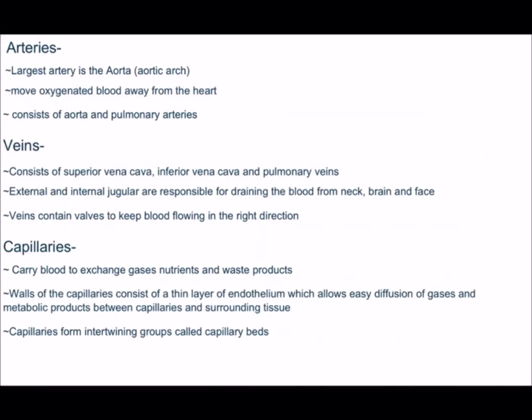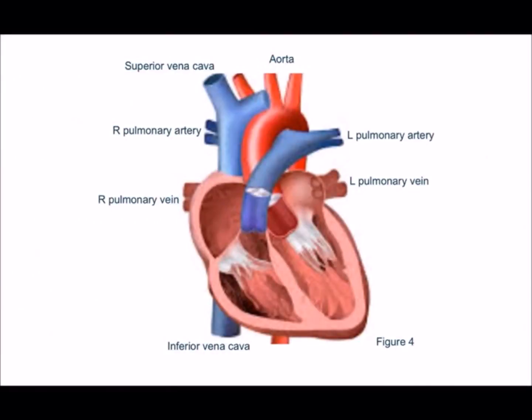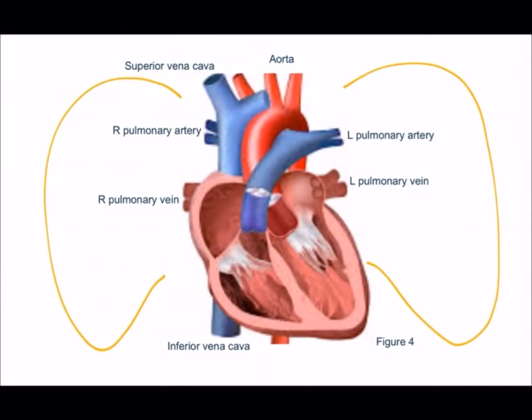In this slide, I will be demonstrating the blood flow around the heart. I'm actually going to draw out the lungs to help you understand what goes on outside. The first step is the blood flowing through the superior vena cava and the inferior vena cava into the right atrium. Remember, these are the veins, so they flow blood towards the heart.